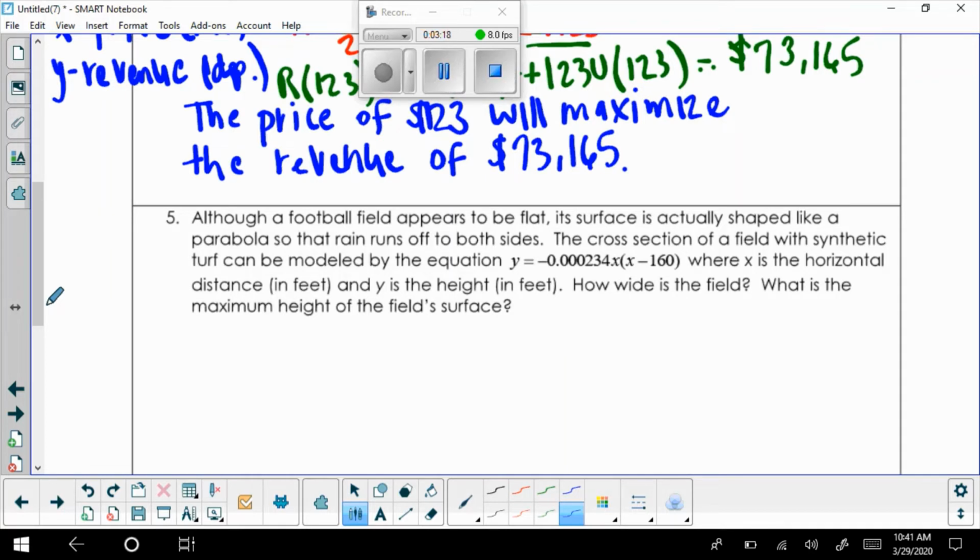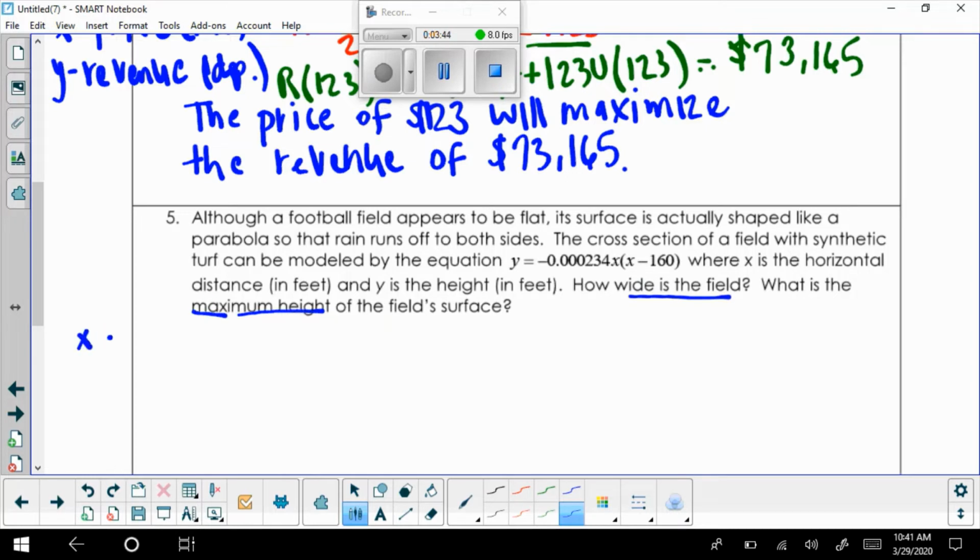Although a football field appears to be flat, its surface is actually shaped like a parabola so that the rain runs off both sides. The cross-section of the field with synthetic turf can be modeled by the equation y equals negative 0.000234x times x minus 160, where x is the horizontal distance in feet and y is height in feet. How wide is the field? What is the max height of the field surface?